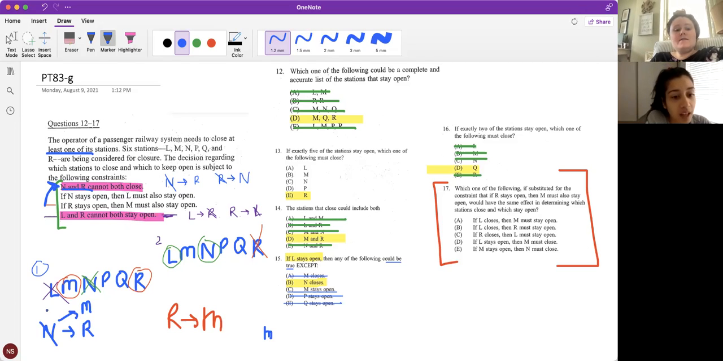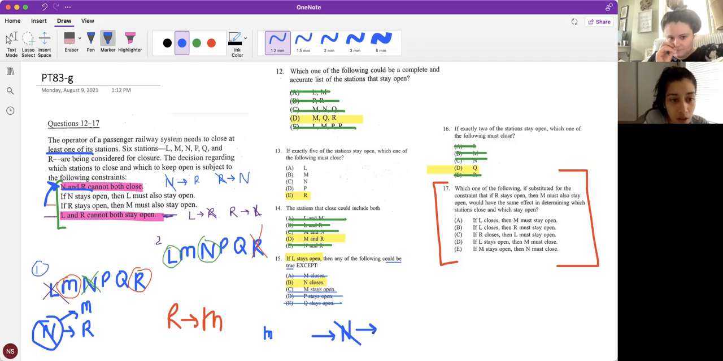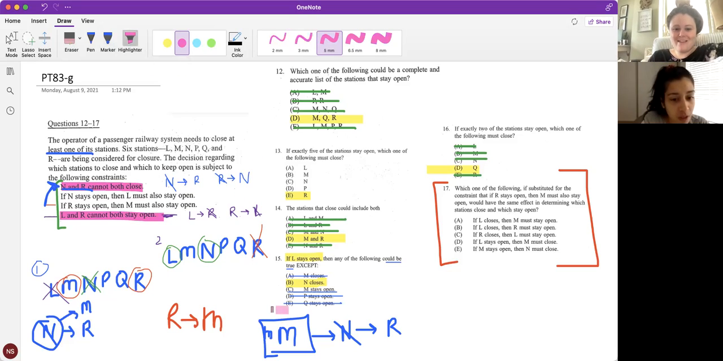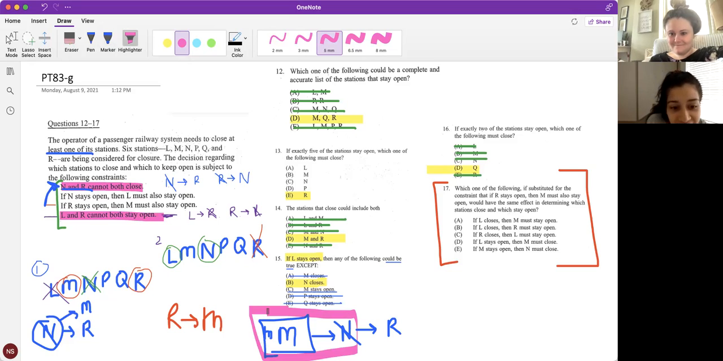Okay, so I want something to be triggering the N, right? Because if N is closed, what happens? According to the rule, R is open. Yes. So this is where I want my trigger to come in. So if M is open, then N is closed, which means R is open. Excellent. That's what we're looking for. Okay, so it's going in the opposite direction.